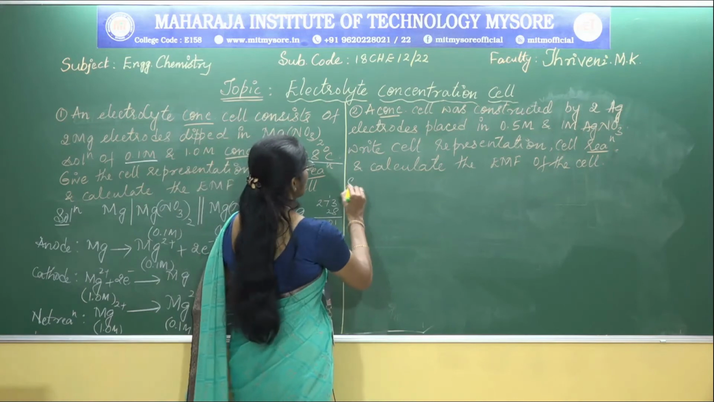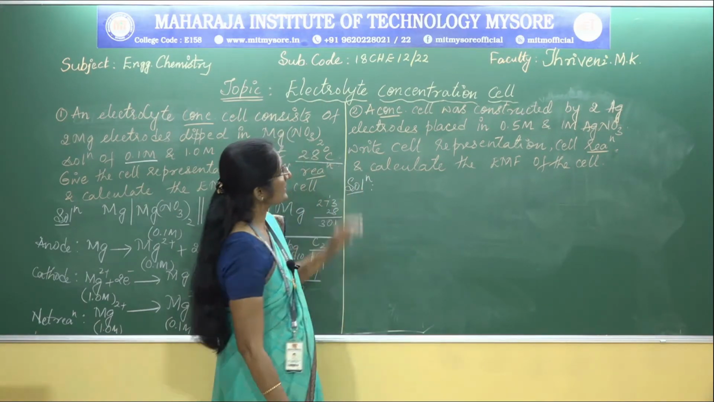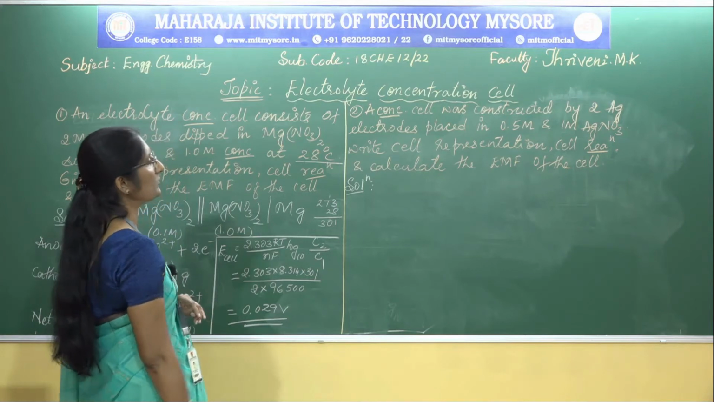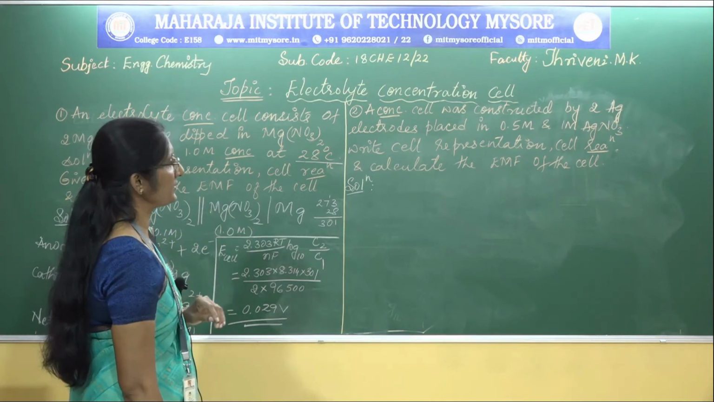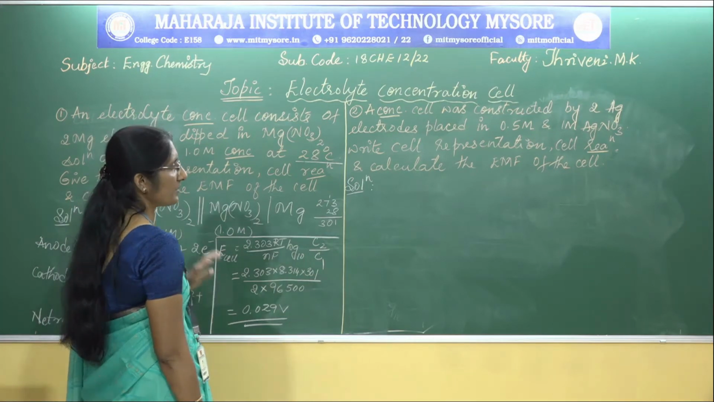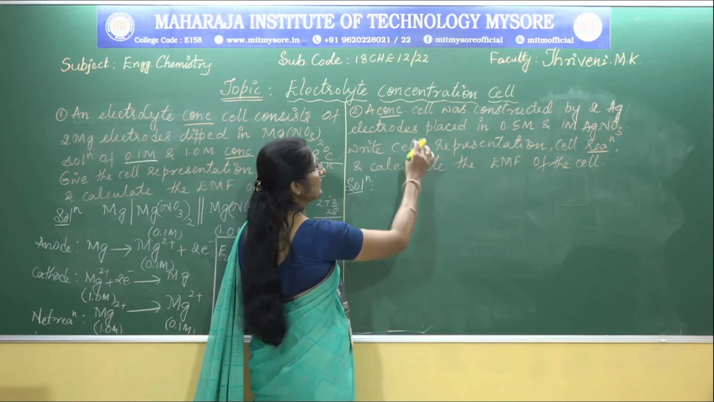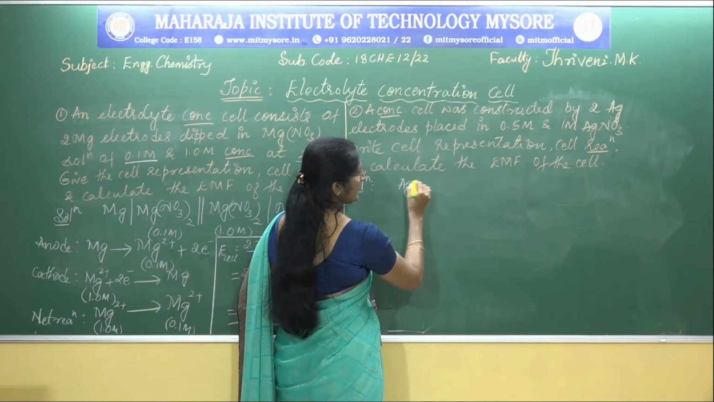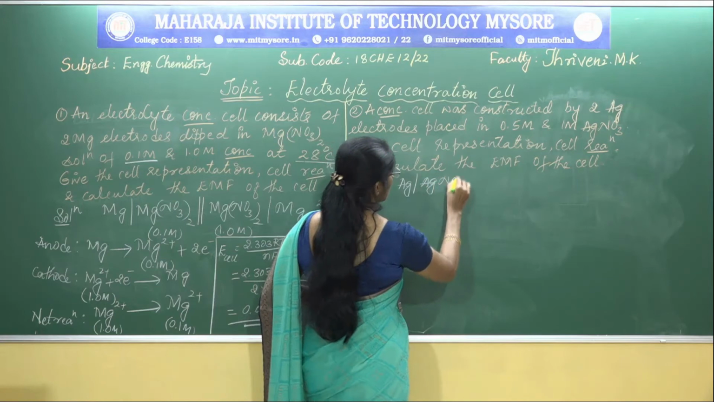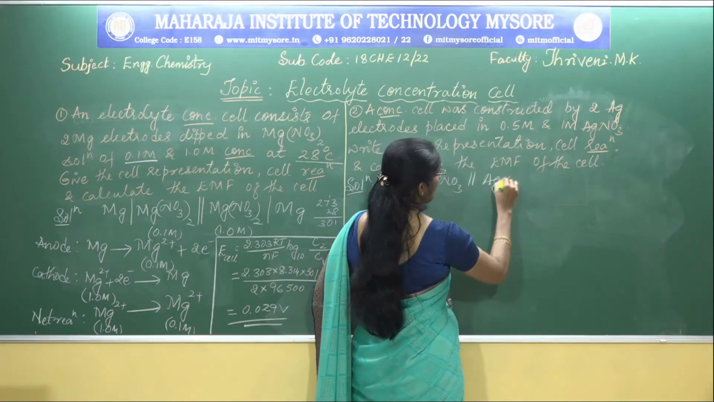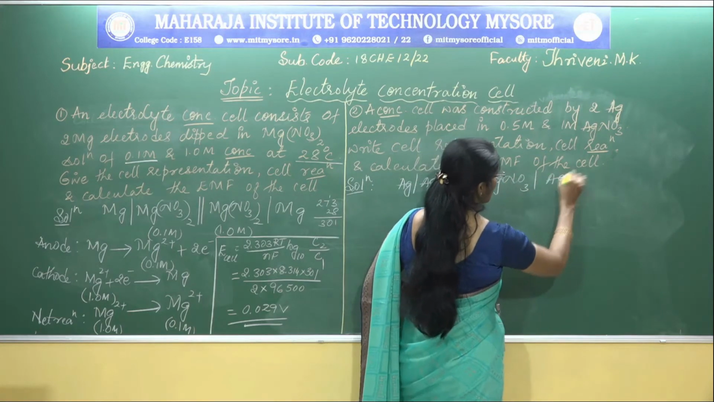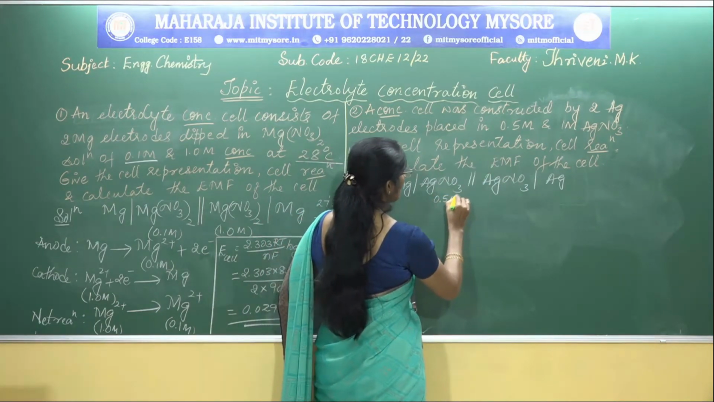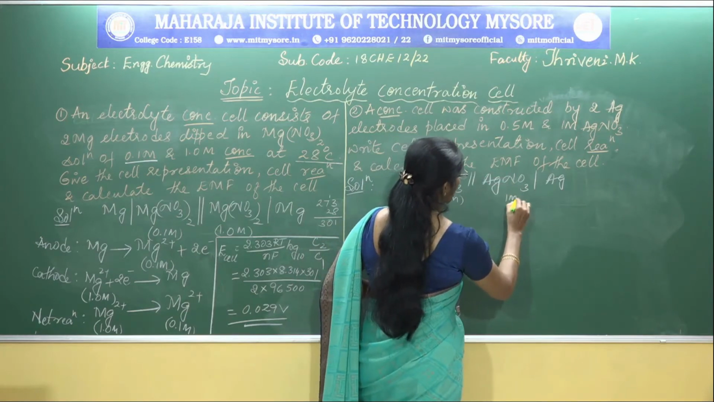Next, move to the second problem. Read the problem. A concentration cell was constructed by 2 silver electrodes placed in 0.5 molar and 1 molar silver nitrate solutions. Write the cell representation, cell reaction and calculate the EMF of the cell. First we have to represent the cell. Here both the electrodes are made up of silver metal. So, cell representation: Ag, AgNO3, 2 vertical lines, AgNO3, single vertical line, Ag. Then we have to mention the concentration: concentration at the anode is 0.5 molar, concentration at the cathode is 1 molar.